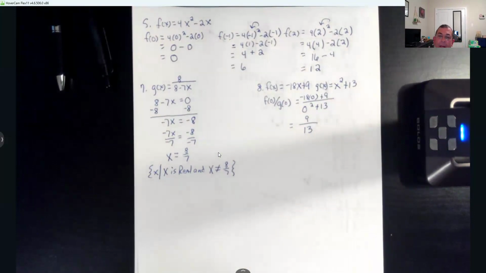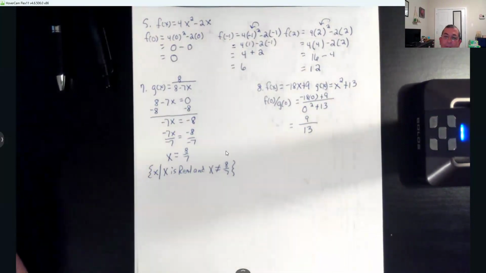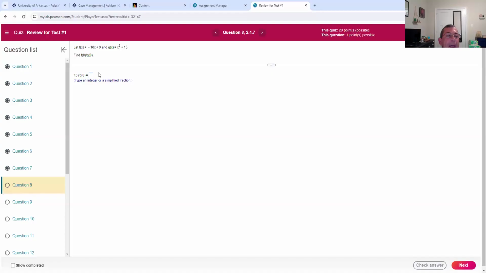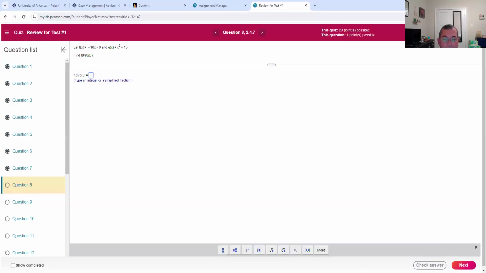And y'all, I'm looking at that and we cannot simplify that answer any further. So we'll go to MathLab and put in our fraction. So we hit the fraction, and that's what, a 9 over 13.